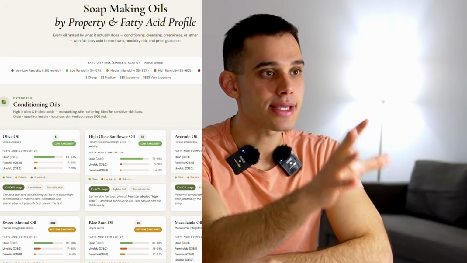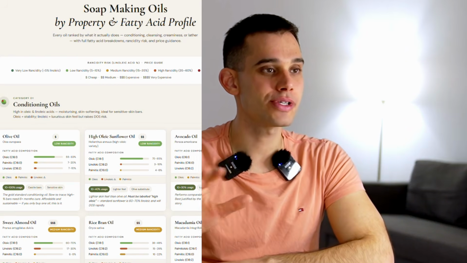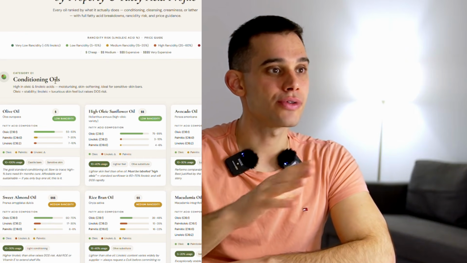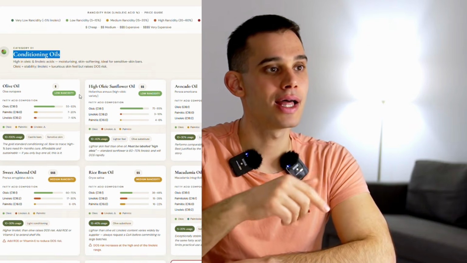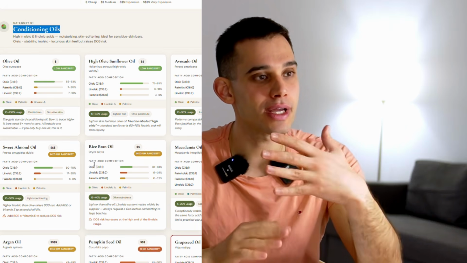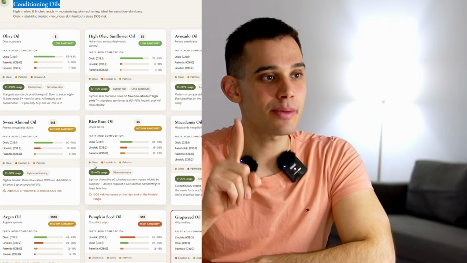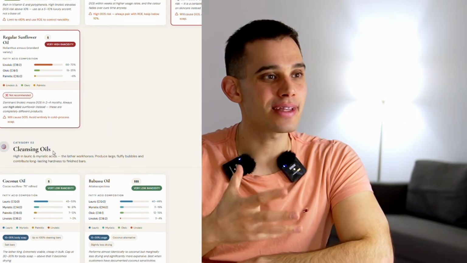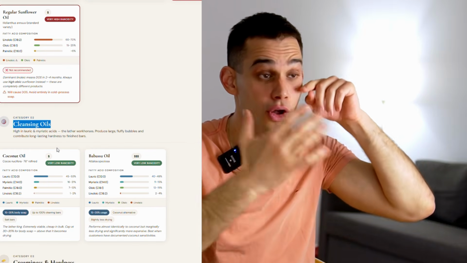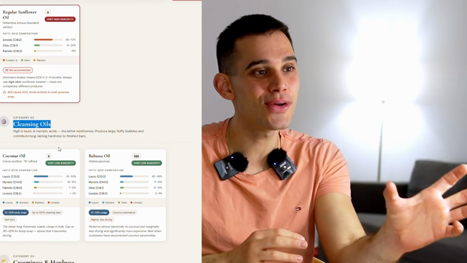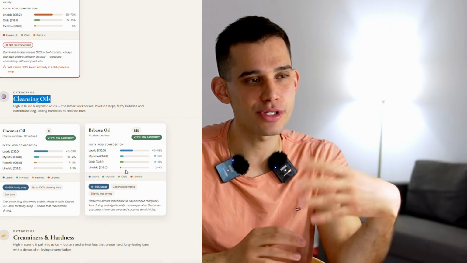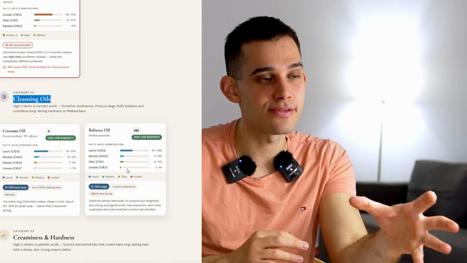I'll tell you something. We can literally categorize all soap making oils into 4 categories. Number 1 is conditioning properties. So this is either olive oil, avocado oil, high oleic sunflower oil, and all of the other oils we just mentioned. Those are the ones that create conditioning and gentle lather. Category number 2 is cleansing. You need something that creates bubbles, and for that you need an oil that has a high concentration of lauric acid. These oils are usually coconut oil and babassu oil. Babassu oil has a lower concentration of lauric acid, so it's a bit more suitable for people with sensitive skin.